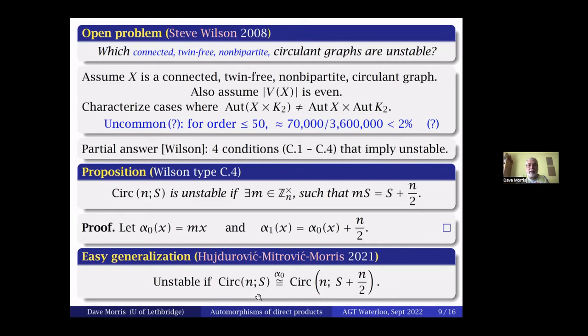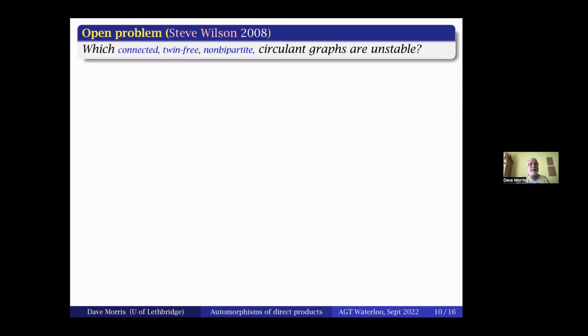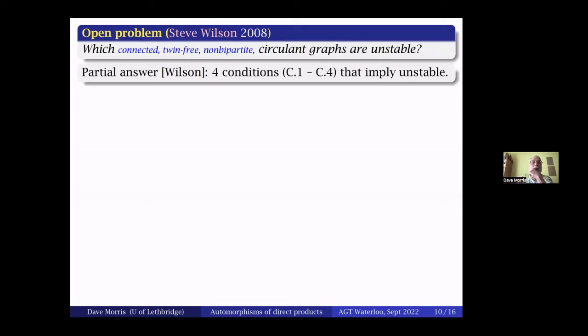So that's Wilson, maybe that's a good way of saying it. I think for people who know the CI problem, this is pretty natural. You got 2 different connection sets that give isomorphic graphs, then the graph is unstable. You got an automorphism you didn't expect. Okay, that's one of his conditions. I'm not going to tell you all 4 of them, but let me talk about one other one.